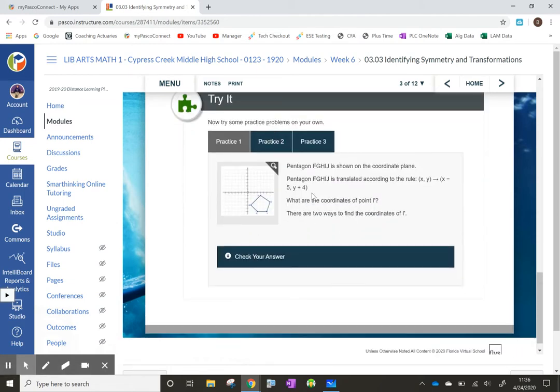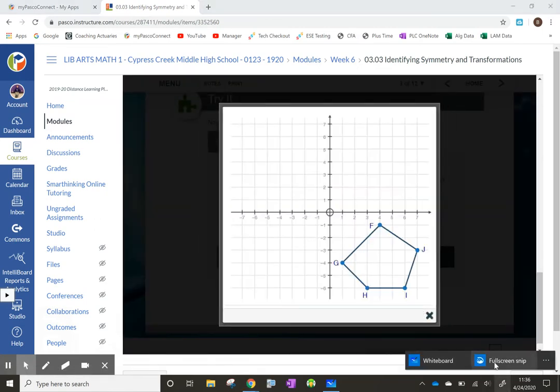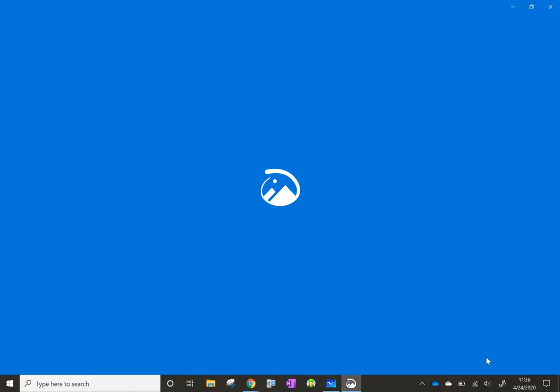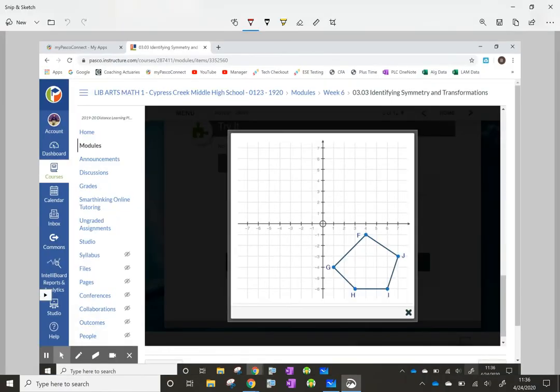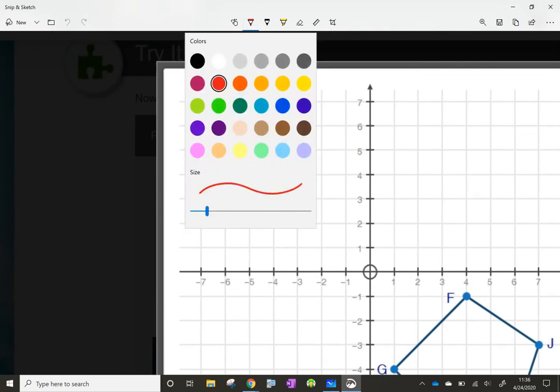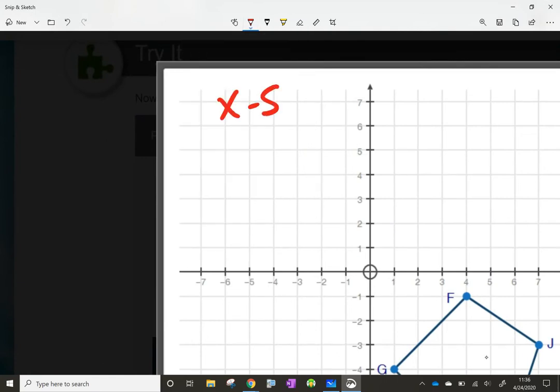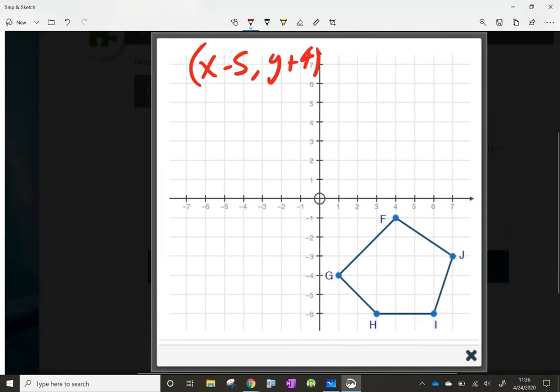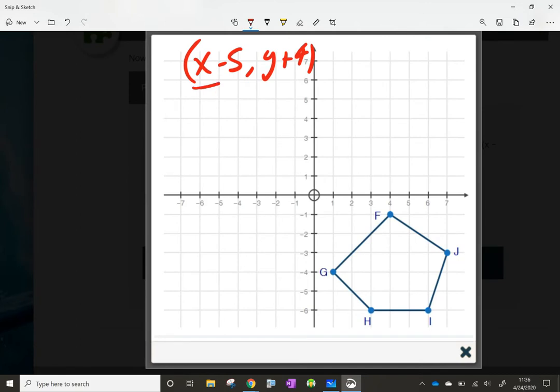So if we practice just one of these, let's move this pentagon. It wants to move it x minus 5, y plus 4. So let's try this one out. X minus 5, y plus 4 is our rule. So if we follow that rule, then x minus 5 means left 5. Remember the x-axis goes either left or right. And since it's minus, we're moving left. And then y plus 4 means up 4.